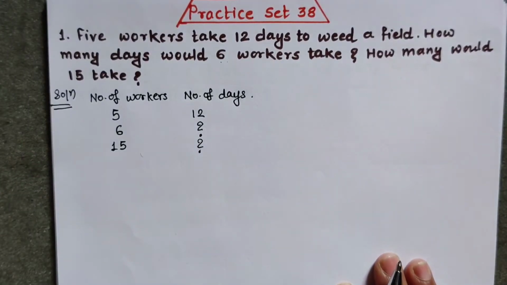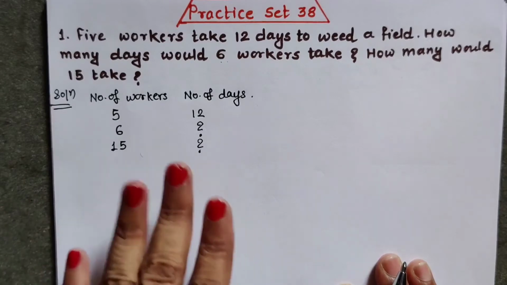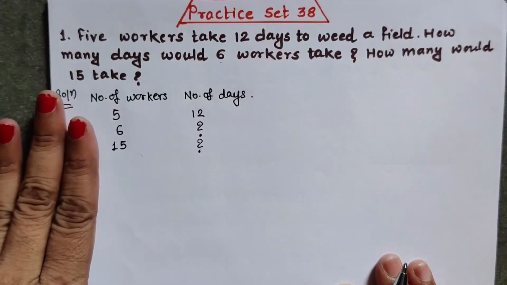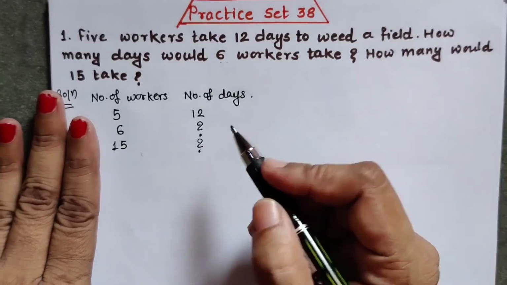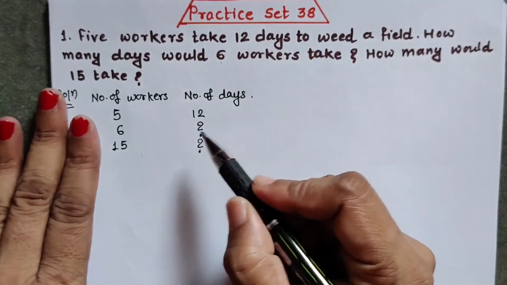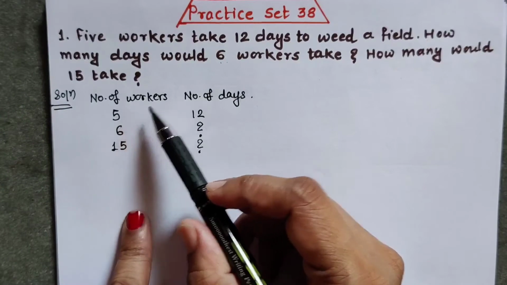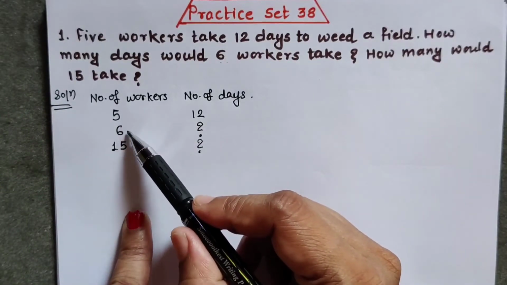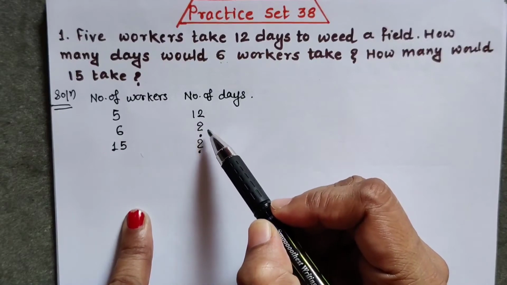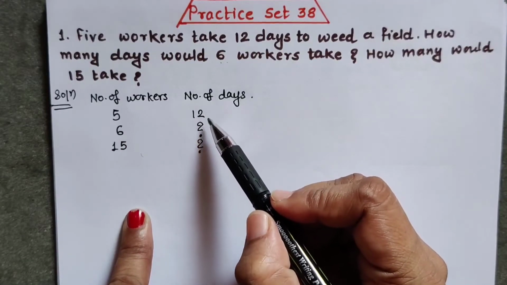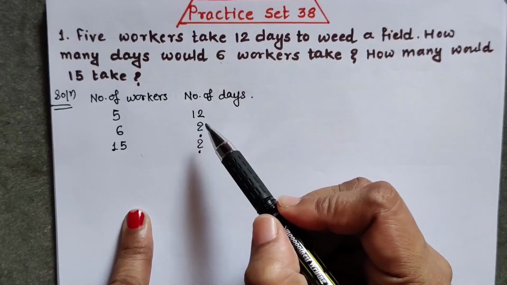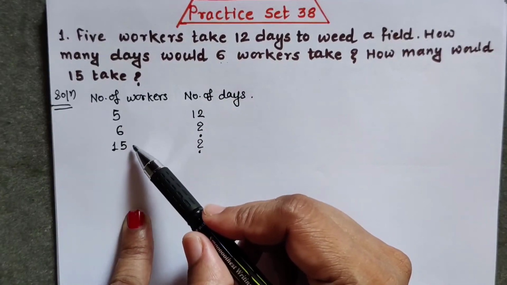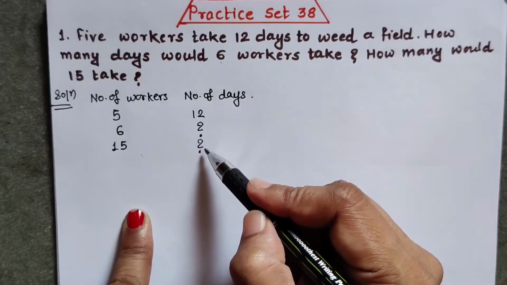Now see children, from the example we have the idea that when the number of people is increasing, the number of workers is increasing, they will take fewer days to complete their work. Correct? When there are 5 workers, they take 12 days, but the workers are increasing. If the workers are increasing, they will take a lower number of days. If the number of workers is 15, again the number of days will become less.